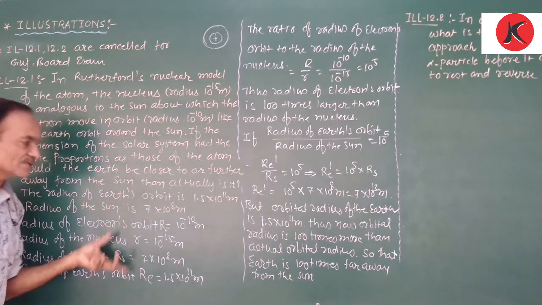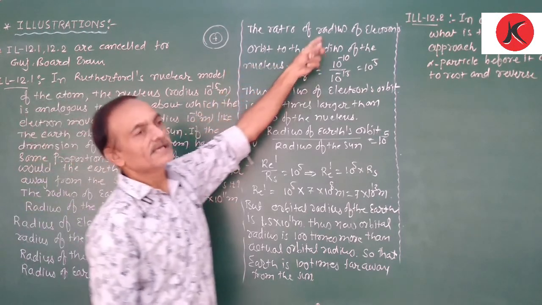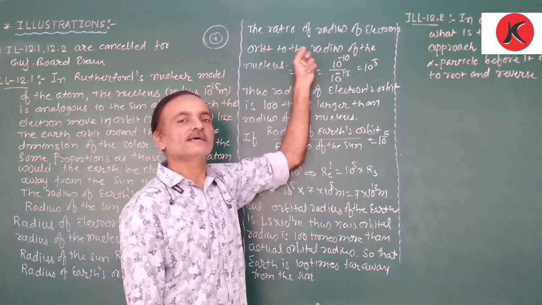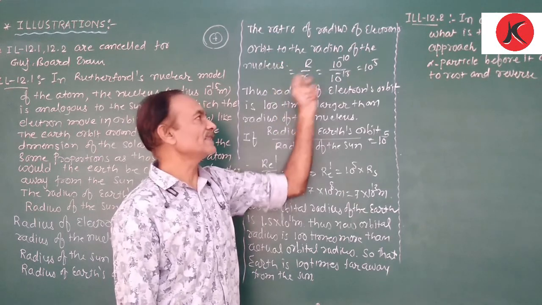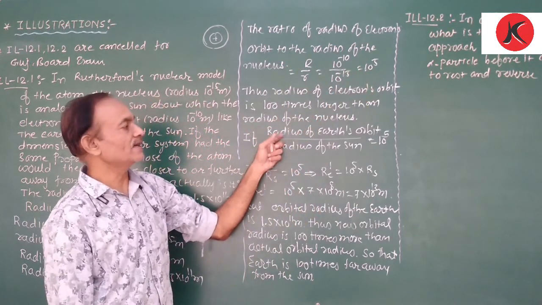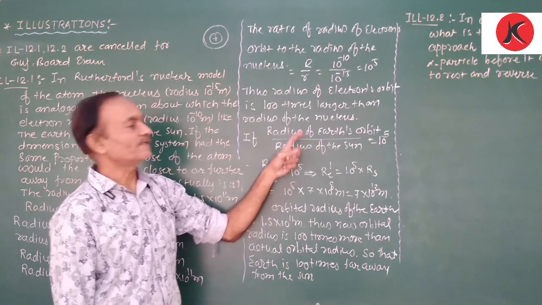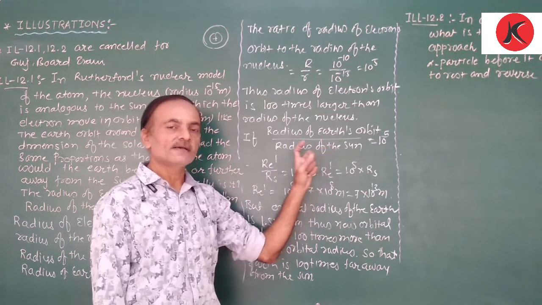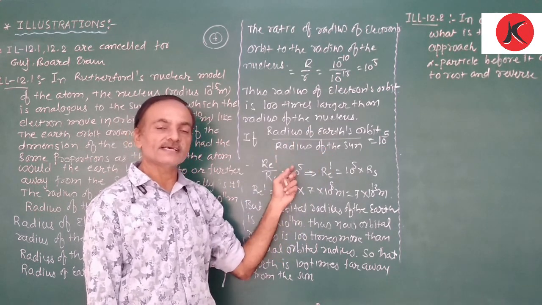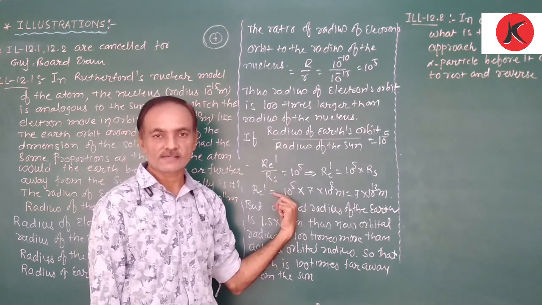For that purpose, using the data, first we find out the ratio of radius of electron's orbit to the radius of nucleus. We obtain that it is 10^5. This ratio is the same as the radius of the Earth's orbit to the radius of the Sun. So we can find out by using this concept what is the orbital radius of the Earth around the Sun. Here we consider both ratios are equal.